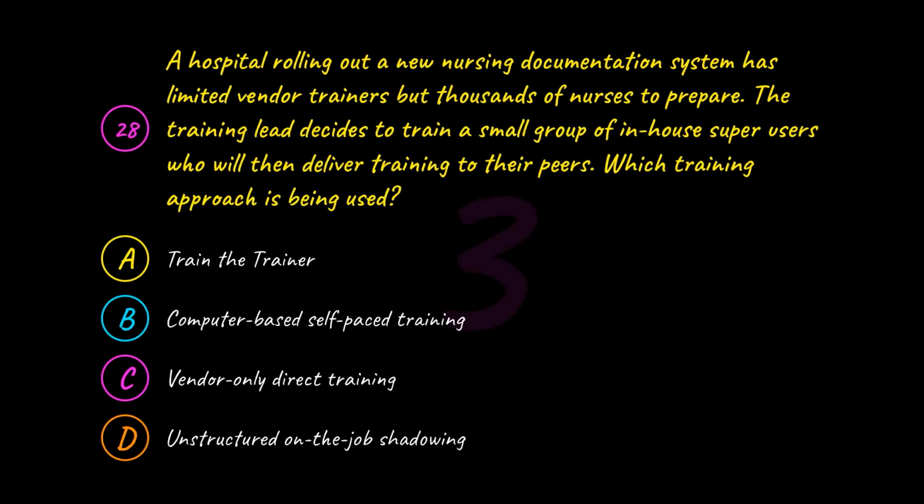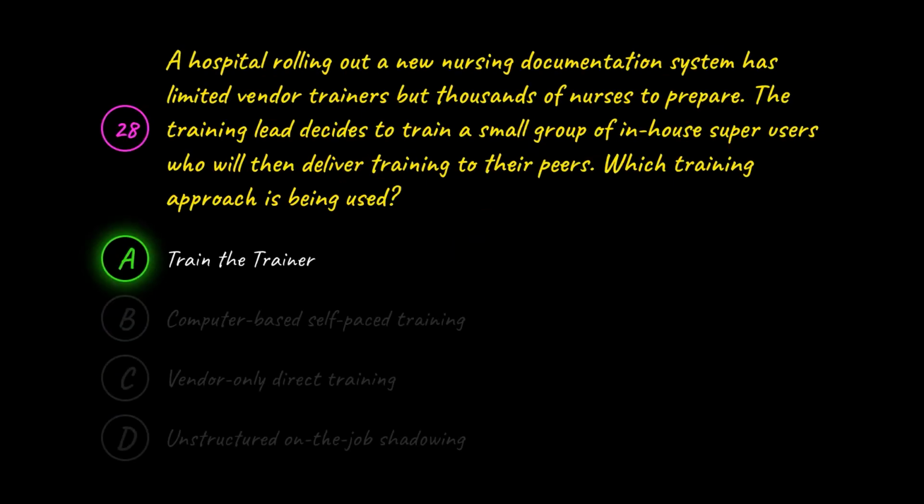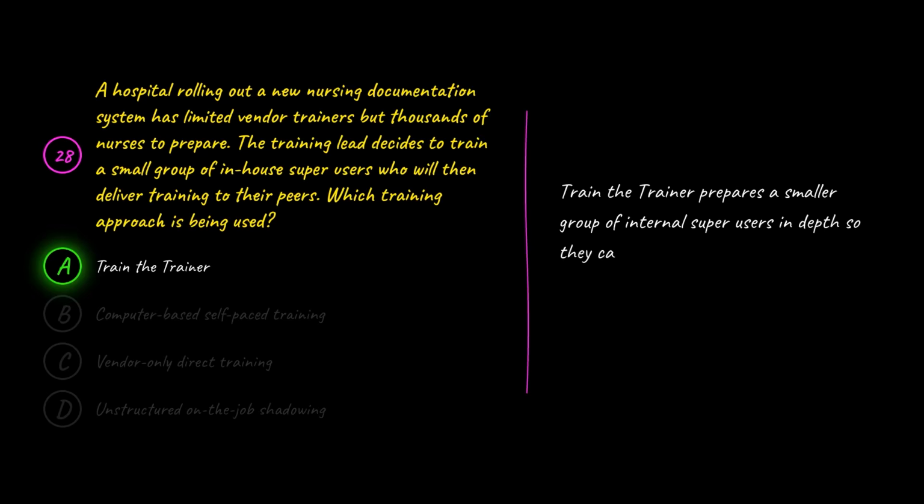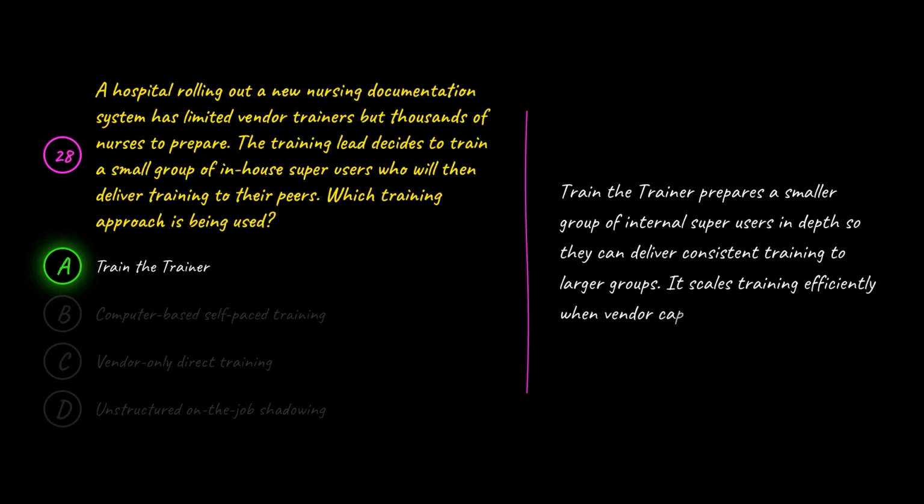The correct answer is A. Train the trainer. A is correct because train the trainer prepares a smaller group of internal super users in depth so they can deliver consistent training to larger groups. It scales training efficiently when vendor capacity is limited.